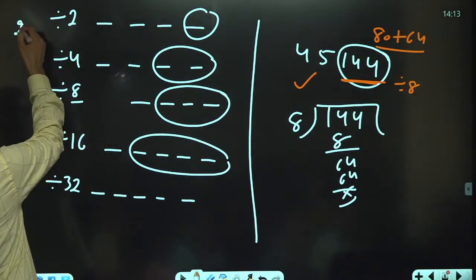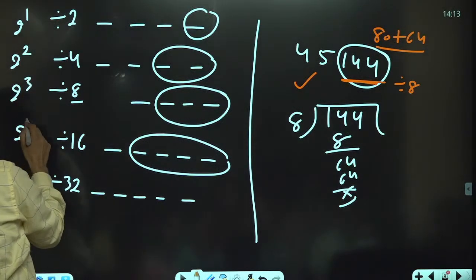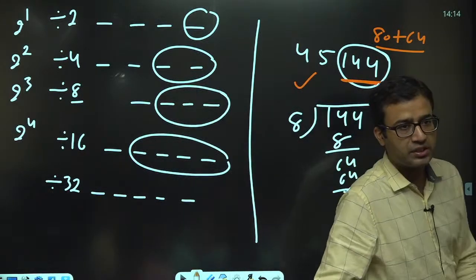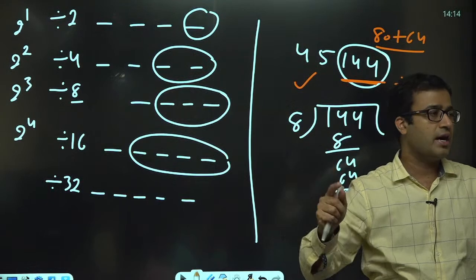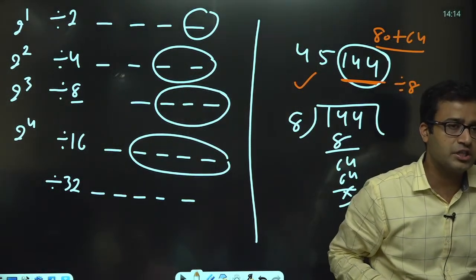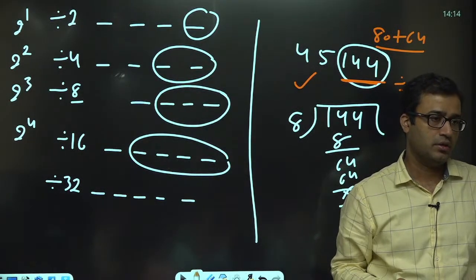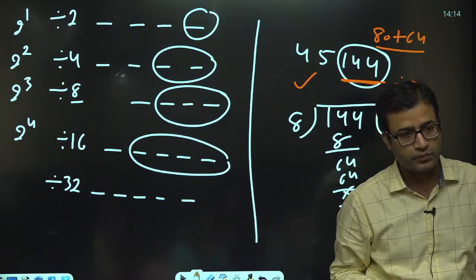It is 2 to the power 1, 1 digit; 2 square, 2 digits; 2 cube, 3 digits; 2 to the power 4, 4 digits. So for divisibility of 16, if they give you a 10-digit number and ask whether it is divisible by 16 or not, you have to check the last 4 digits. Either you check the complete number or you can check only 4 digits also. It is applicable.